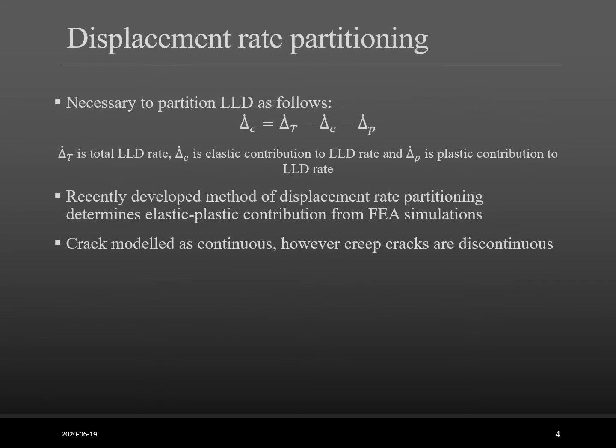The load line displacement must be partitioned in order to determine Δ̇c, as shown here. The total load line displacement rate is measured in a test, and the elastic and plastic contributions can then be subtracted from this to determine the creep contribution.